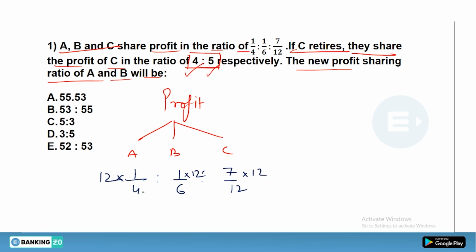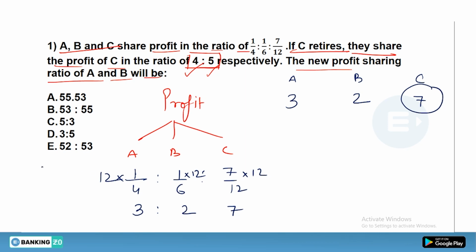That means the LCM of 4, 6, 12 will be 12. Hence, we have got the profit sharing ratio of A, B, C as 3:2:7. Now what you can do? As you can see, C got 7 parts of profit.